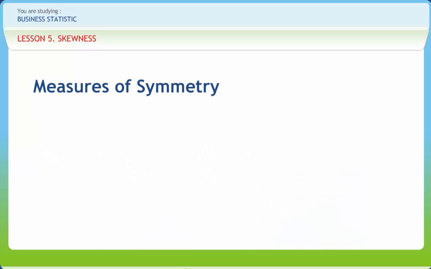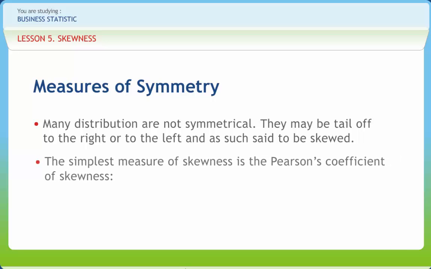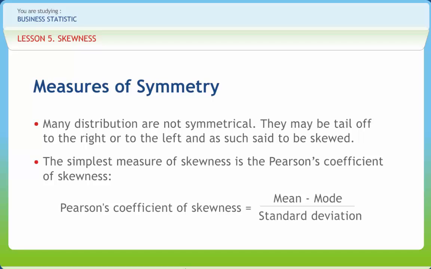The absolute skewness is measured by the difference between mean and mode. Such a measure would not be meaningful because it depends on the units of measurement. They may tail off to the right or to the left and as such are said to be skewed. The simplest measure of skewness is Pearson's coefficient of skewness, which equals mean minus mode divided by standard deviation.